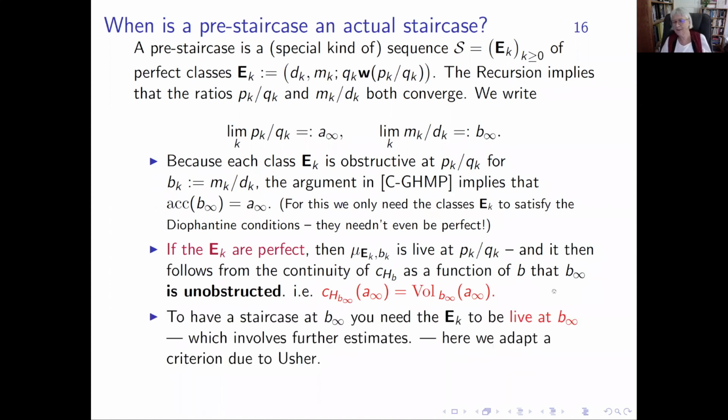But then to have a staircase, you need these classes to actually be live at B infinity, not at their center point, not at the BK, which is this approximation. Because you want to have infinitely many non-trivial obstructions at B infinity to have a staircase. And so we need more estimates, of course, and actually this is where Usher's estimate came in useful, because he had exactly the same problem. He had classes which are live not quite at the right point and had to have an estimate to make sure they're live at the right point.